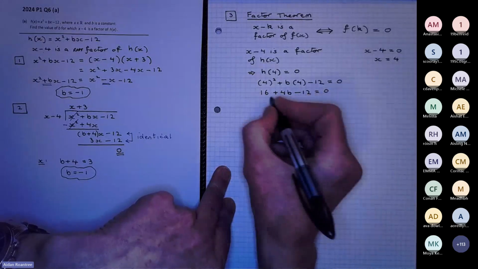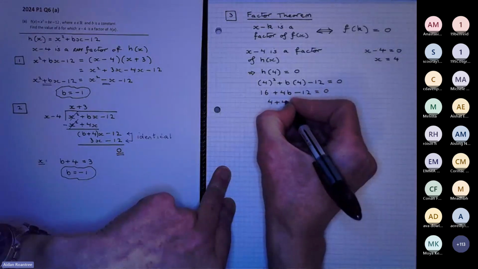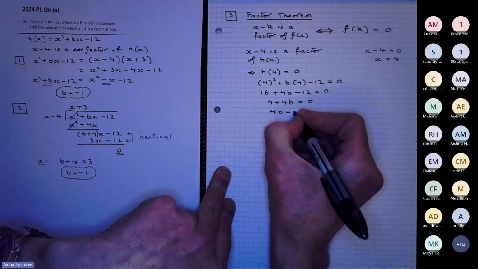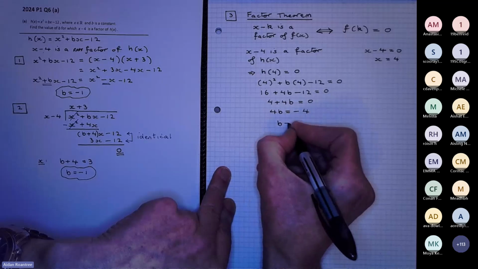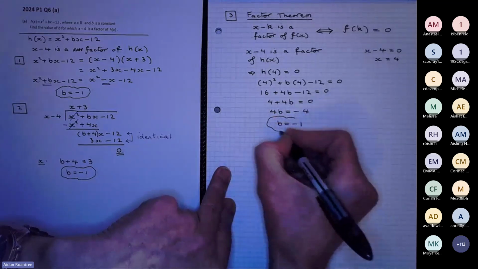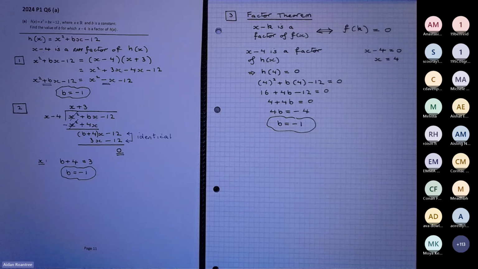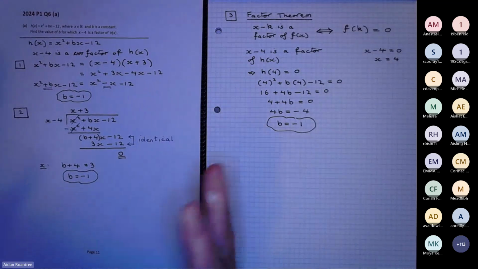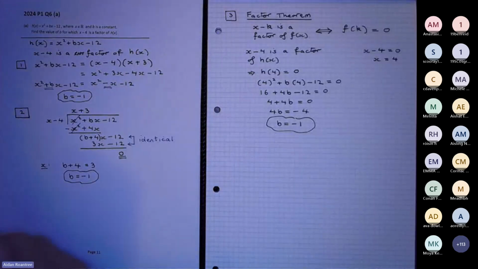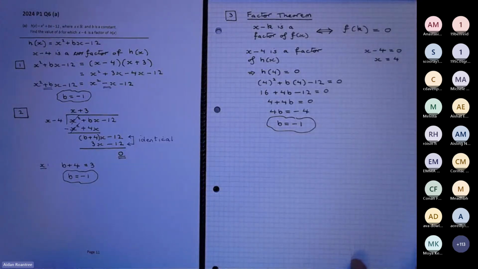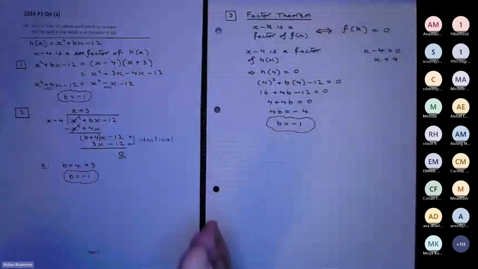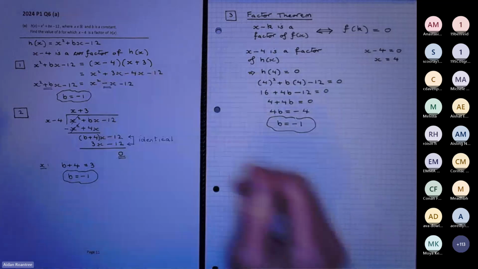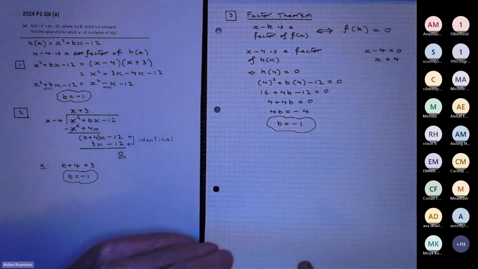And that's going to be 16 minus 12 is 4. 4 plus 4b is equal to 0. 4b then is equal to minus 4, and therefore b is equal to minus 1. And yet again, there you have the same answer. So whichever of the methods you use, and they're quite different, as long as you pick one of them, you'll be able to say, okay, I think this method works. Give it a go. And if you've made a mistake, hopefully you'll have enough time to go back and ask, what other way is there of doing this question?